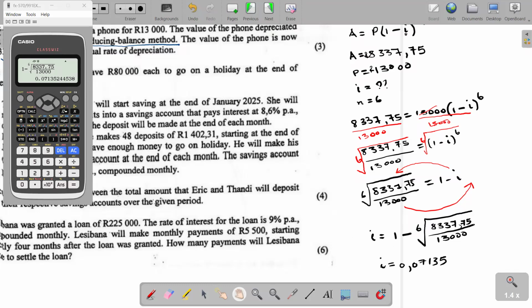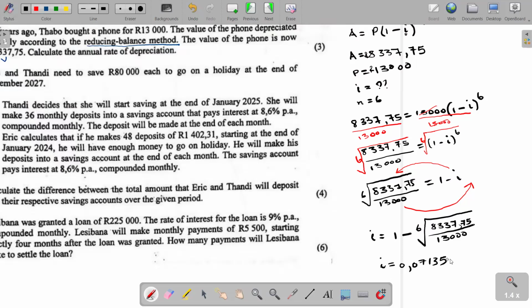So it's 7135244538244538. So that's our I. Then we go back to our question. What is the question saying? Calculate the annual rate of depreciation. At the end, don't forget to answer the question.